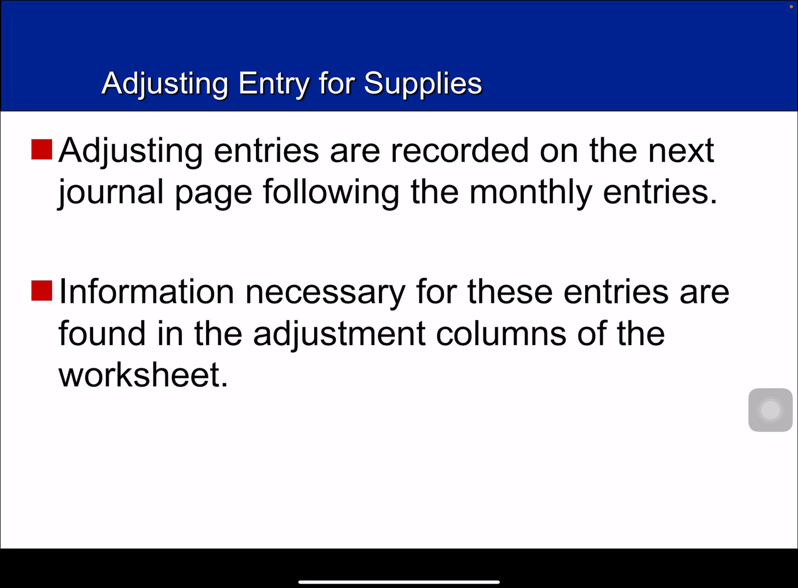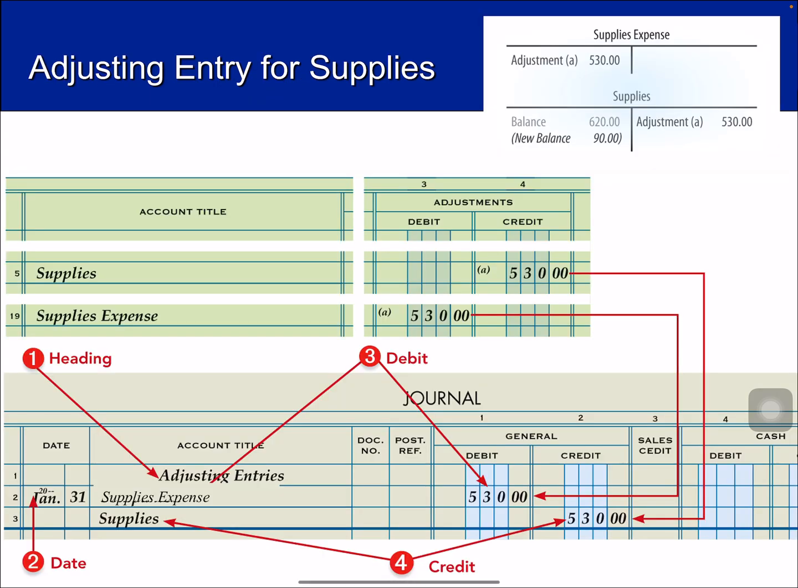Information necessary for these entries is found in the adjustments column of your worksheet. We just prepared your worksheet. You have your adjustments column with your small a's and small b's that recorded your adjustments. To record your adjustments, the first step is to write the heading.